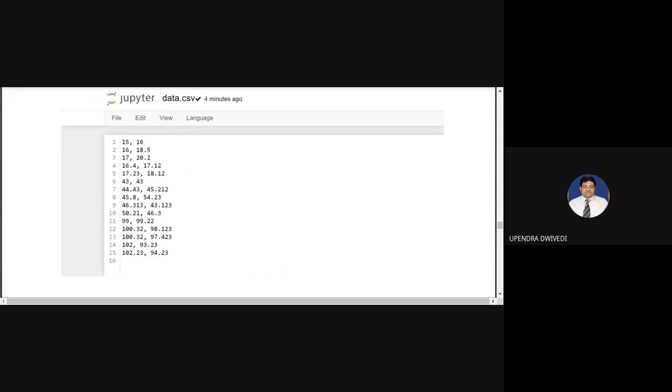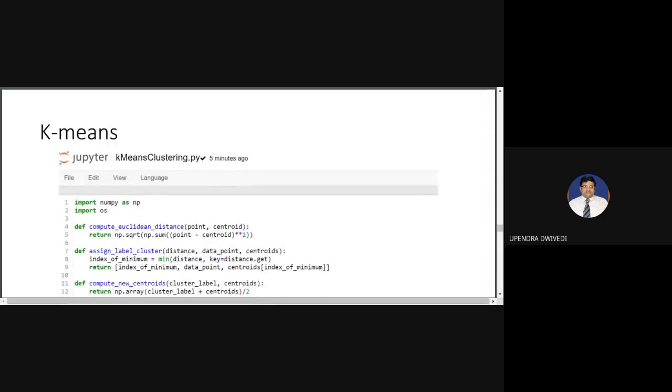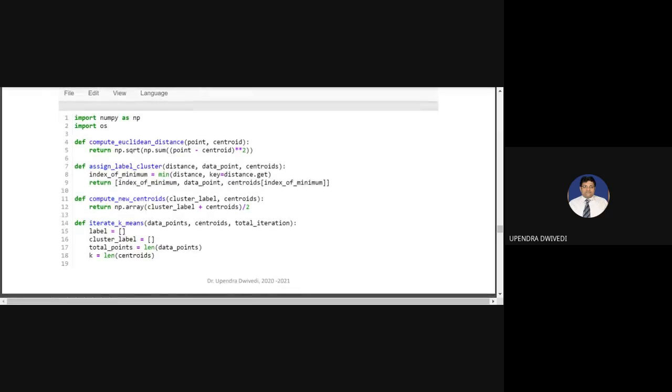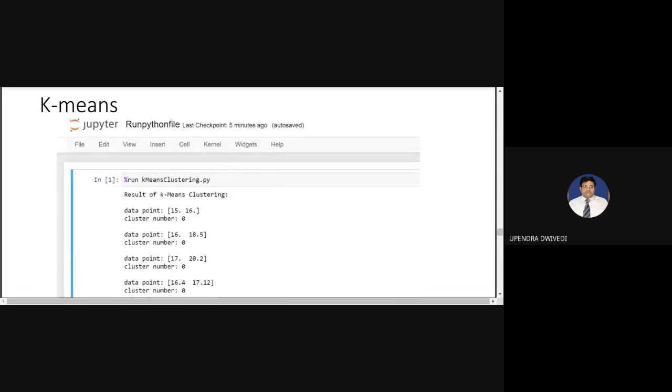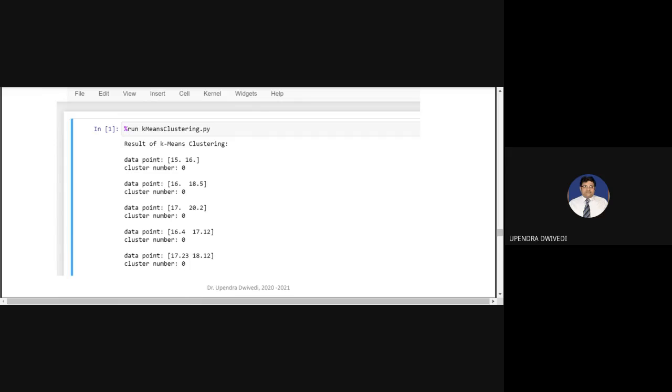So this is our data set, where we have different kinds of data having different values. Then we'll apply the k-means clustering technique. We'll define various functions inside the Python code, for example computing the Euclidean distance, assigning the cluster label, computing the new centroid, where the centroid is represented here as a key, and iterating the k-means. After running this code, you can also run it on your Jupyter notebook. You will get this kind of result, a different clustering with their cluster number as well as their data points.